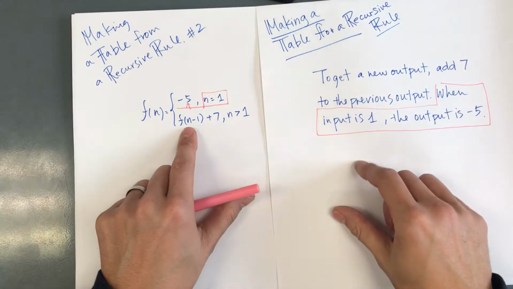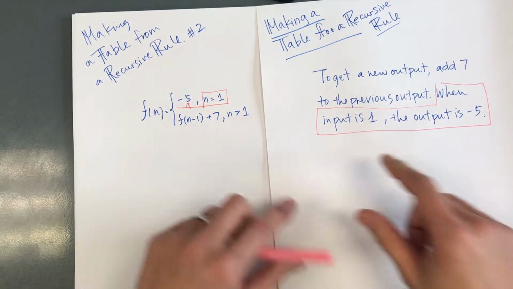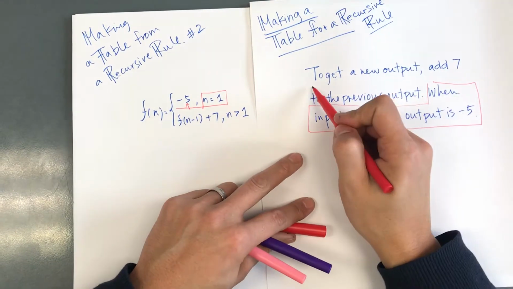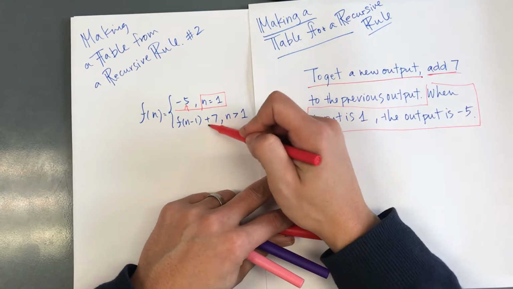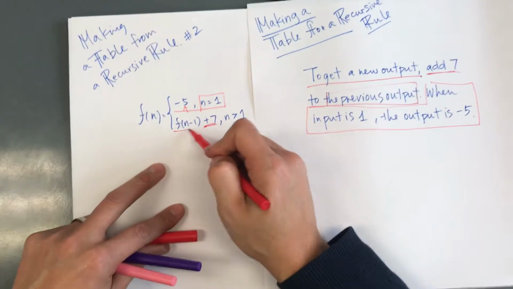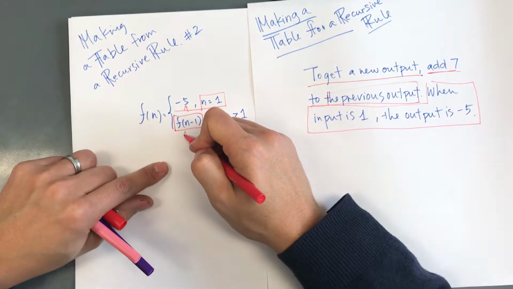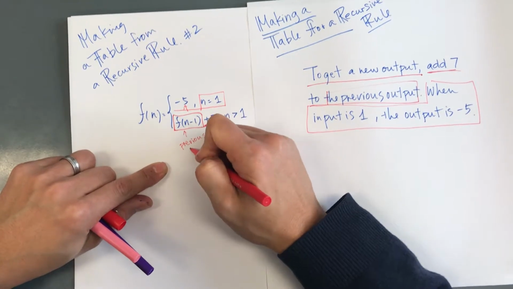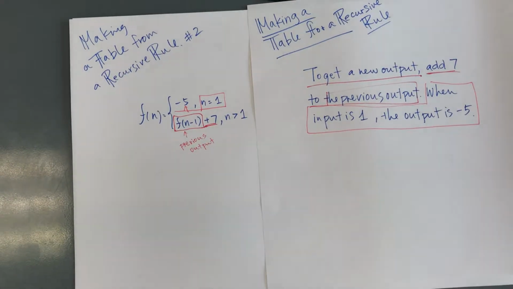So how does this f of n minus 1 plus 7, looking a little weird, work? Well, that should correspond to this part, right? To get the new output, you add 7 to the previous output. So this is the previous output. So f of n minus 1 is the previous output.